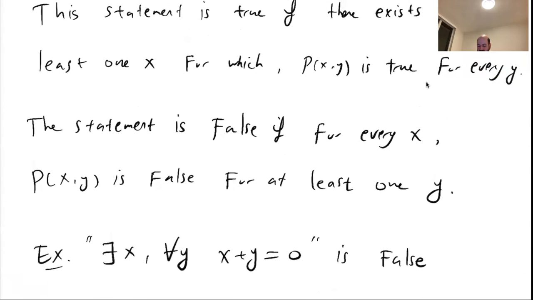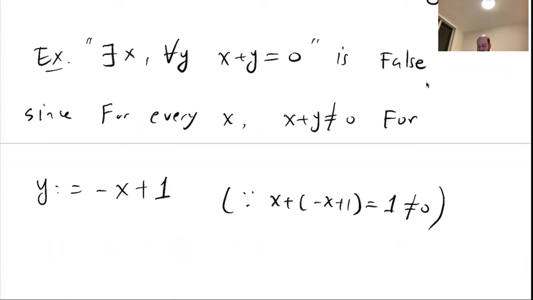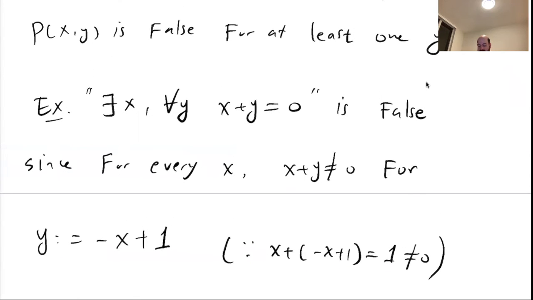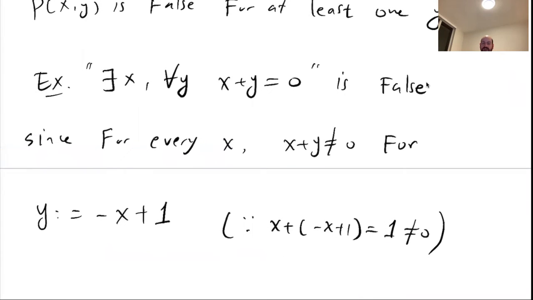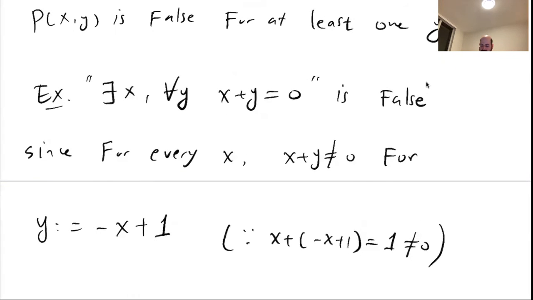Let me show you again the definition. The statement is false if for every x, p of x and y is false for at least one y. So that's exactly what I showed. I said, let's assume x is any given number. Since for every x, x plus y is not equal to 0 for y equals minus x plus 1, it means I already found one value for y for which x plus y is not 0, meaning that p of x and y does not hold, or it's false. So this means that this whole statement is false as well.